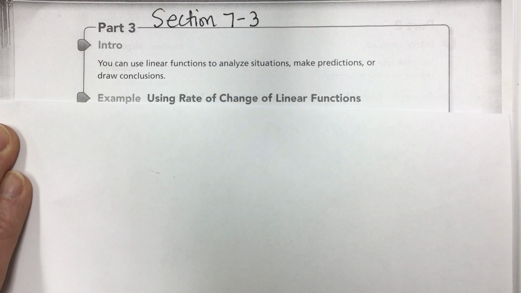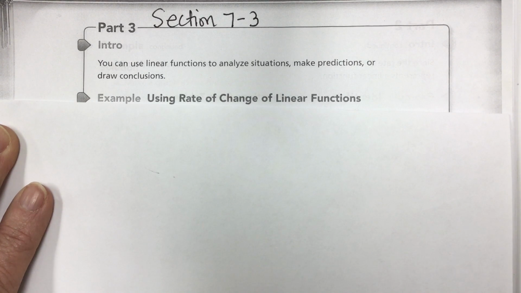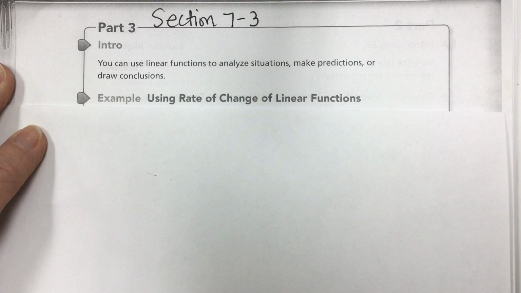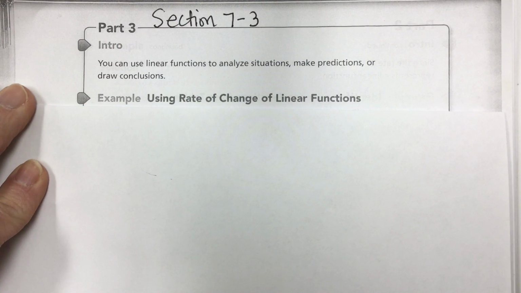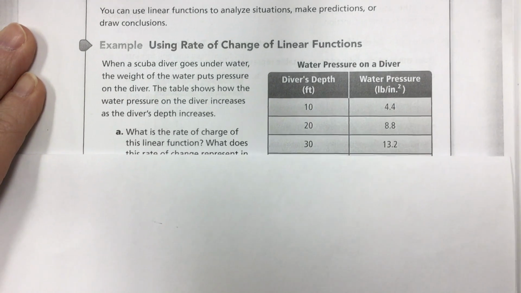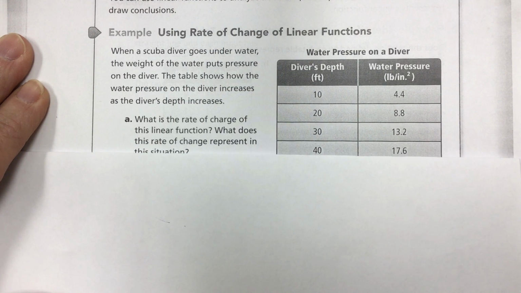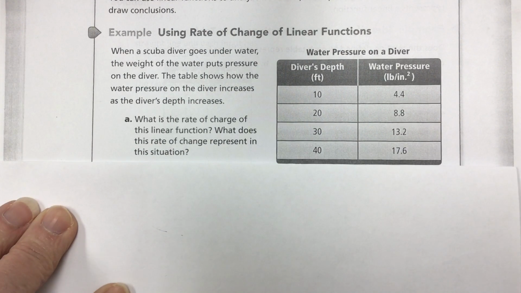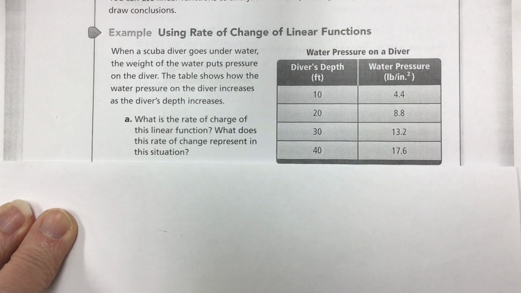Section 7-3, Part 3. You can use linear functions to analyze situations, make predictions, or draw conclusions. We're going to look at an example of using rate of change of linear functions. When a scuba diver goes underwater, the weight of the water puts pressure on the diver. The table shows how the water pressure on the diver increases as the diver's depth increases.